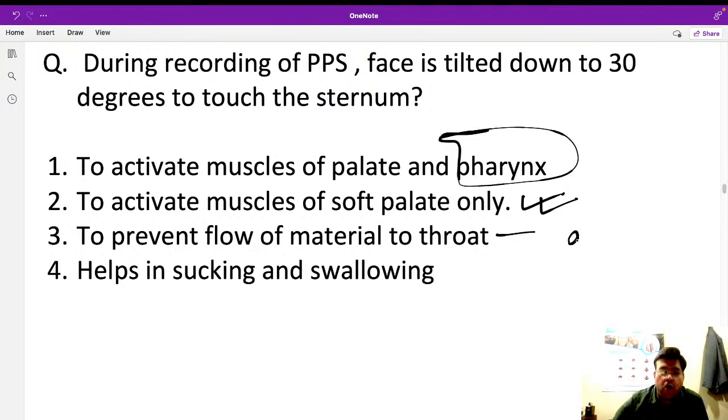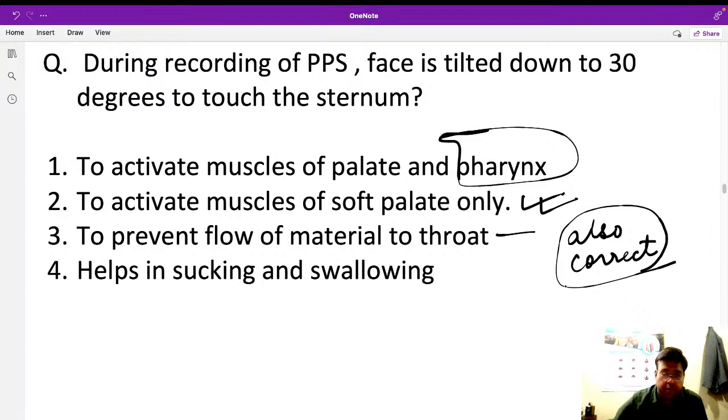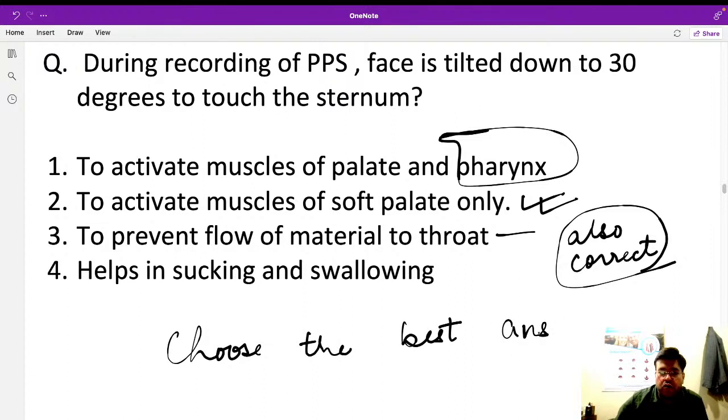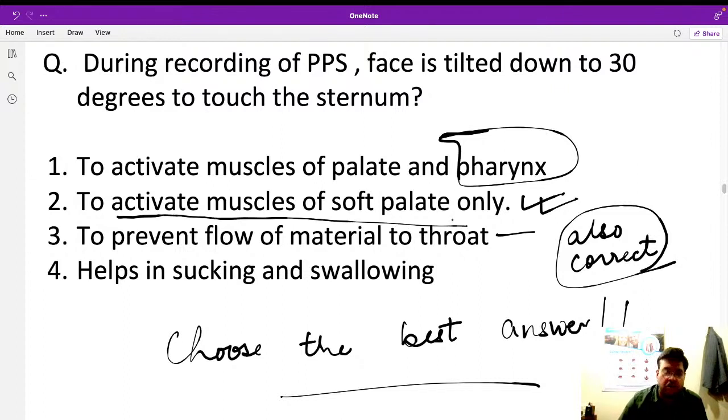Option 3 is also correct. But always when you get MCQs, the only instruction given is choose the best answer, right? So the best answer here is to activate the muscles of soft palate. Why? Because when you are recording the PPS, the patient is going to bend to 30 degrees. That is the maximum bending which will happen physiologically, right?